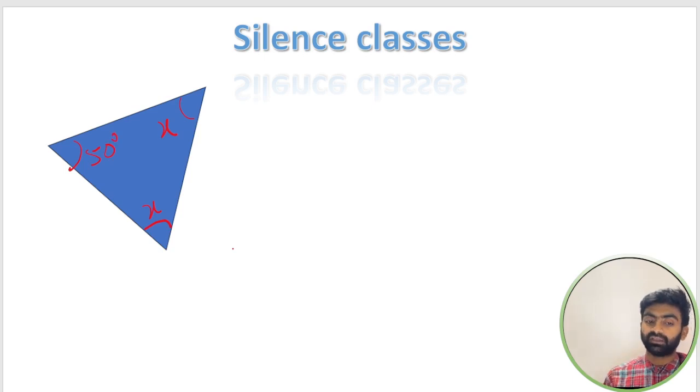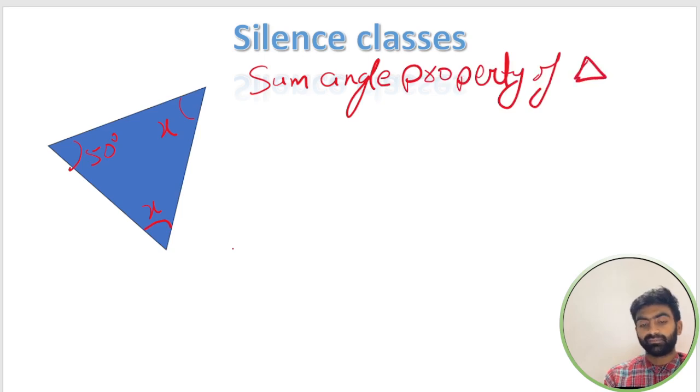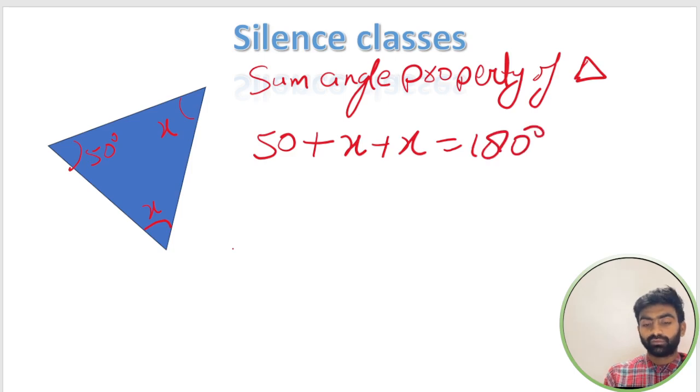By the same angle sum property of triangle, we can write it down. If naming is not there, you need not write the name, just directly put the values and solve it. 50 plus x plus x is equals to 180 degree. Okay, so x plus x means, if there is no number, 1 is there. So 50 plus 2x is equals to 180 degree.